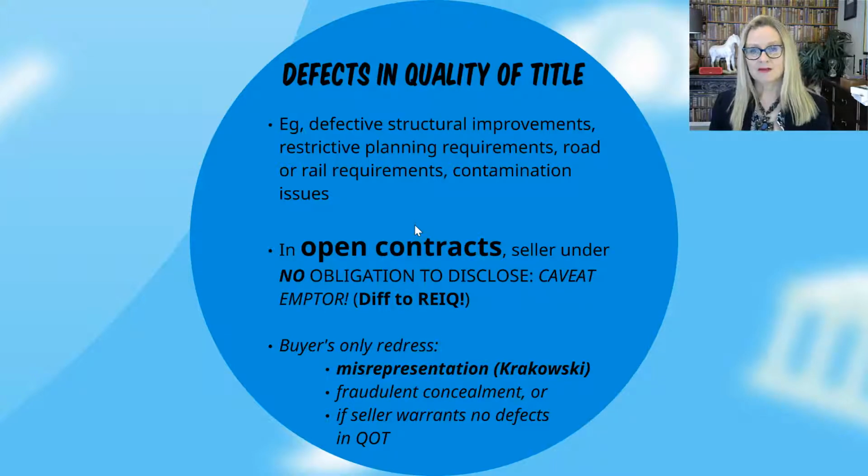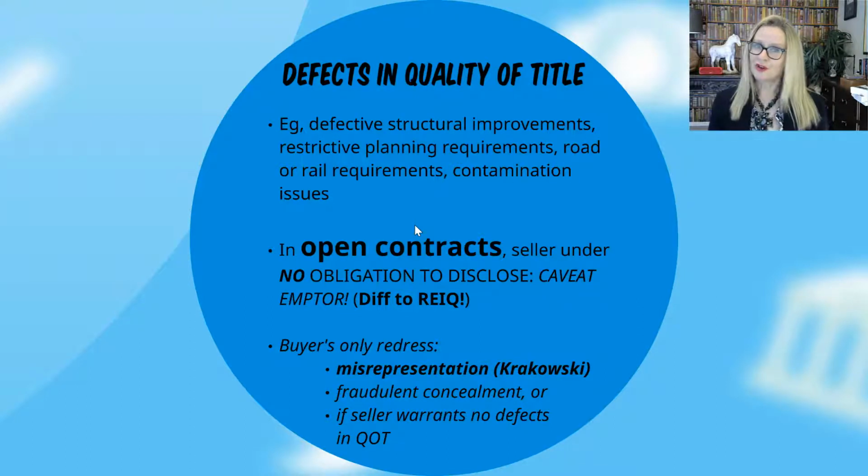So you might have, for example, defective structural improvements, that's a biggie, restrictive planning requirements, road or rail requirements, resumptions and that kind of thing, contamination issues. These are all problems that will detract from the value of the property that you've purchased.